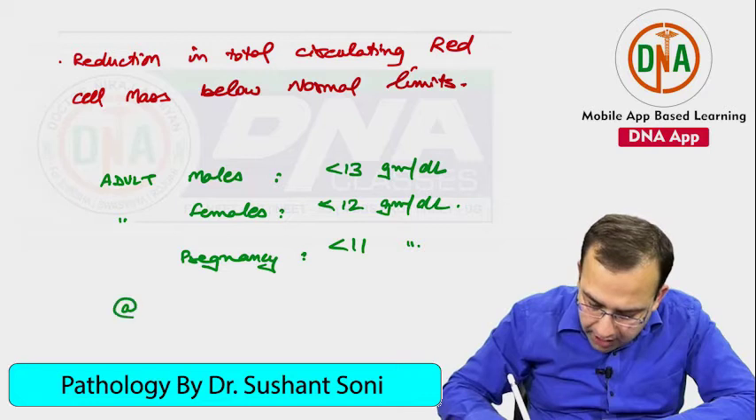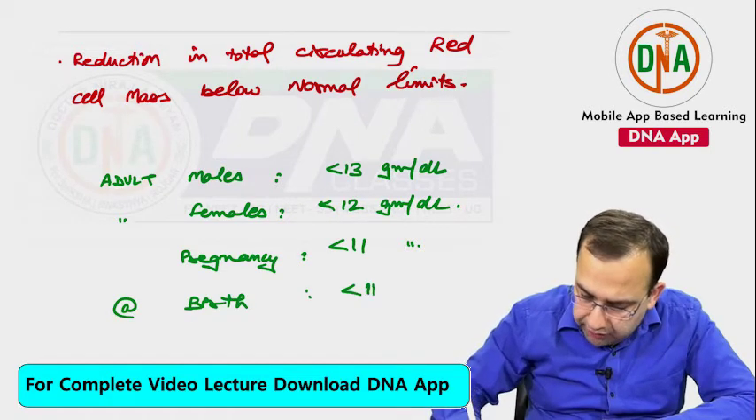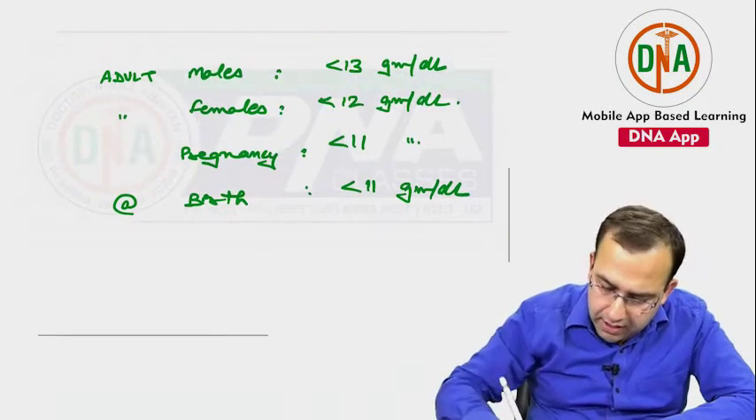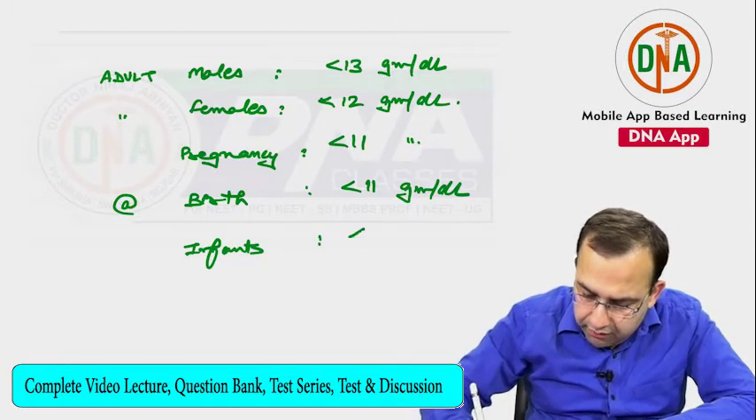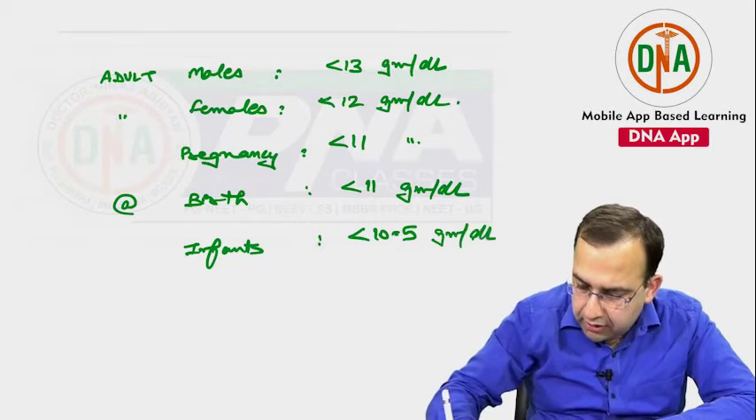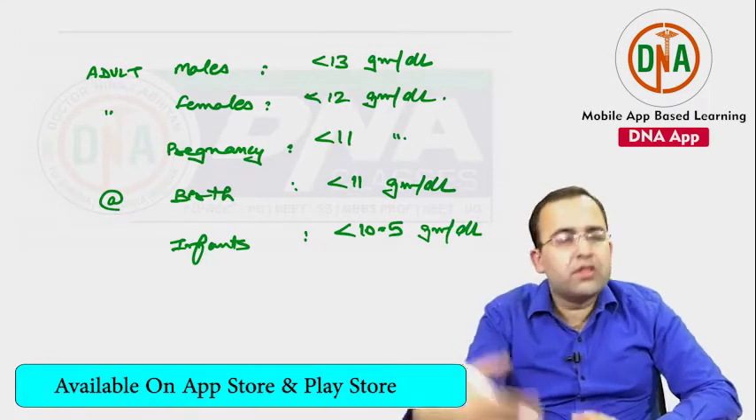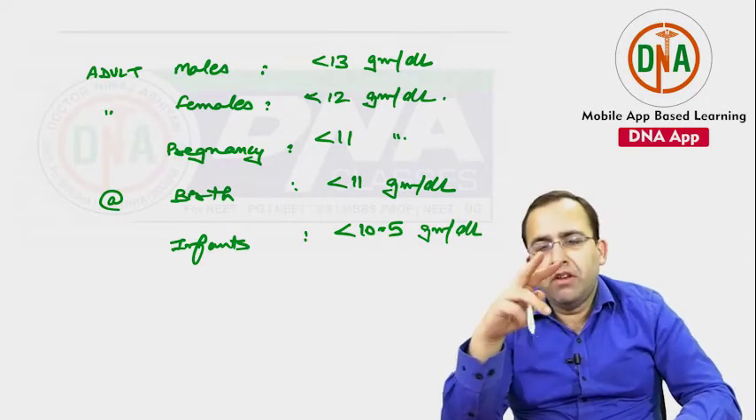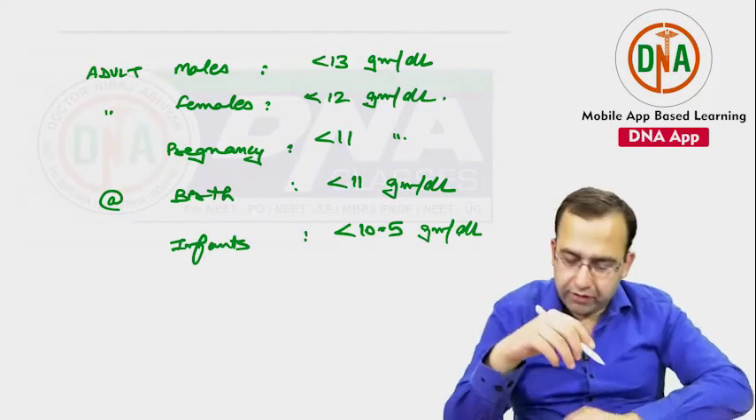Next point, at birth the cutoff for anemia is again 11, versus infants, where it is less than 10.5 grams per deciliter. So nothing major, just go through this once and you will be comfortable with this. Males 13, females 12, pregnancy 11, birth 11, infants 10.5.